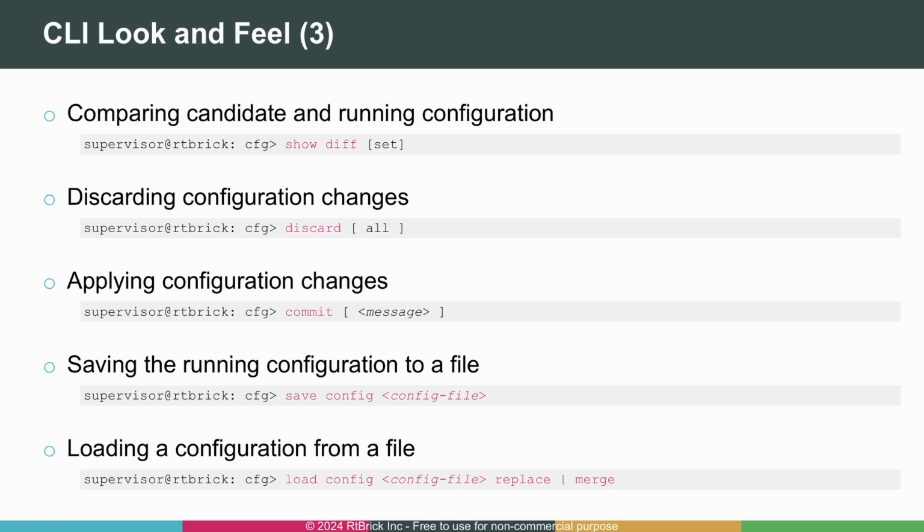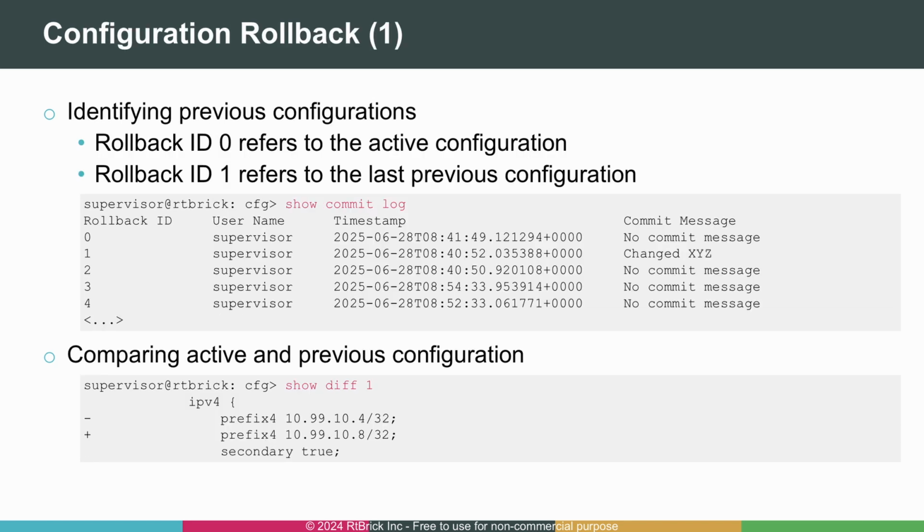If you need to save your config to a file, or load one back in, you'll use save config and load config. RBFS automatically keeps the last 50 configurations. You can view them with show commit log. These are listed in reverse order, ID 0 is the current running configuration, ID 1 is the previous one, and so on. You'll also see any commit messages, which makes it easier to track what changed and when.